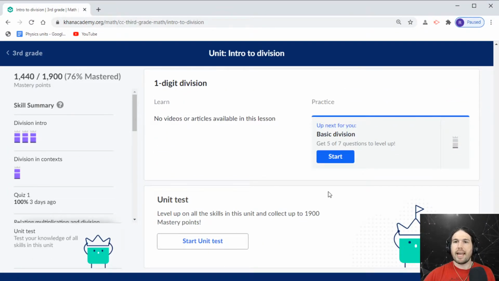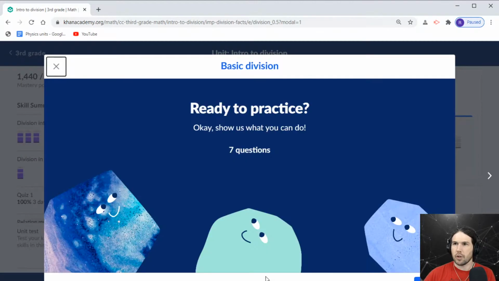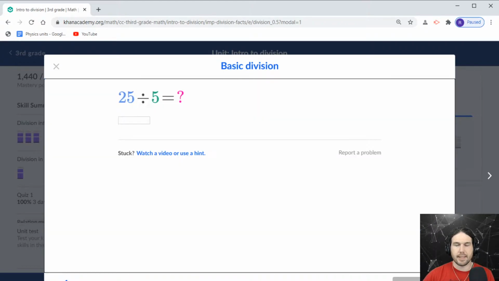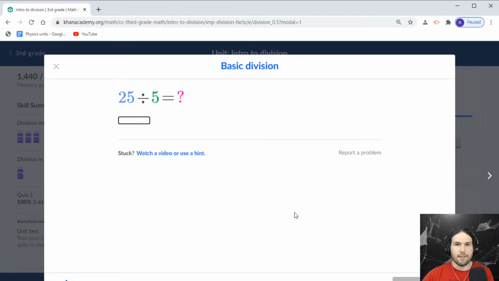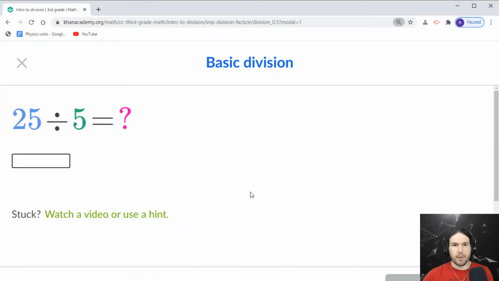Okay, so now we've got a practice on one-digit division called basic division, and we will go ahead and practice that. 25 divided by 5 is... Now, let's actually go through with these. And for every one of these 7 questions, I will attempt to use a different or somewhat novel way of thinking about it. So we'll start by skip counting. 5, 10, 15, 20, 25. The answer is 5.